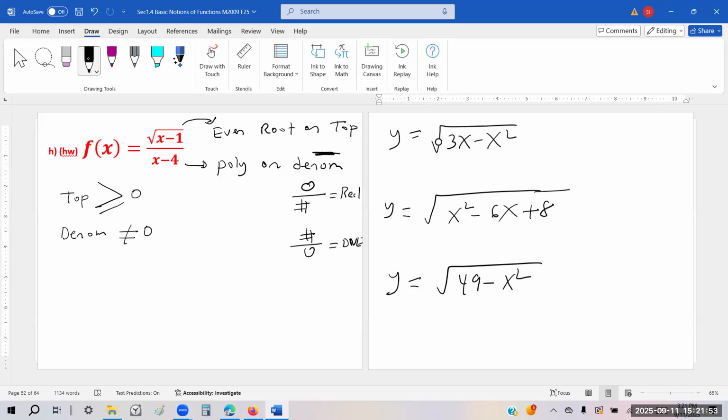You cannot pick 0. 0 makes the numerator undefined. You see, you're saying that you can take anything from here. Can you? So what is the smallest number you have to start with? 1. The first number should be 1. Good. Until which number? 4.